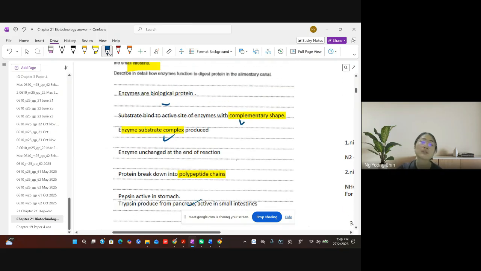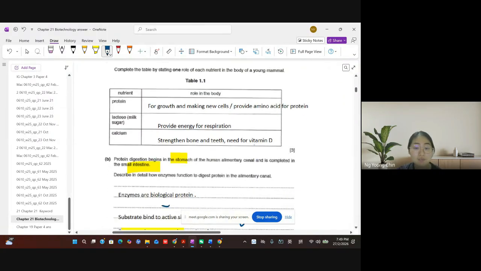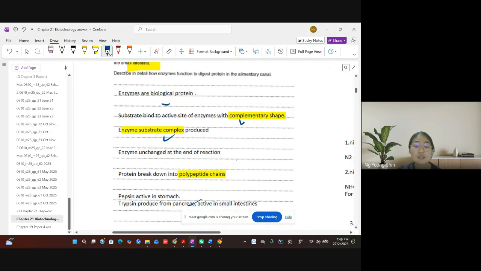Actually these keywords are listed in the answer, in the mark scheme. But you can just have a read. This is just like chapter 4 also.